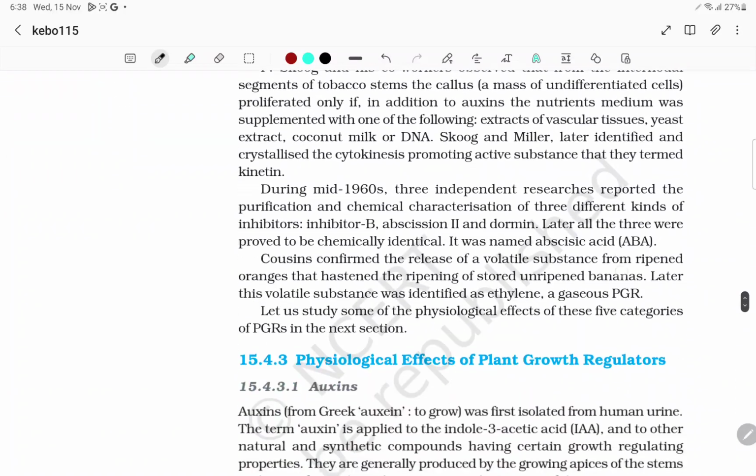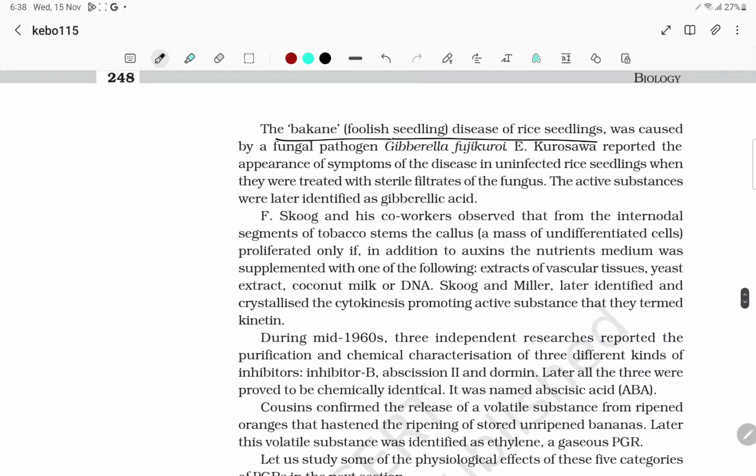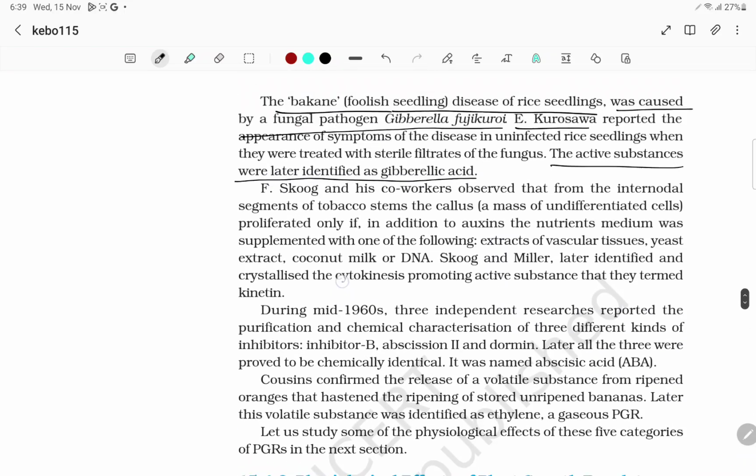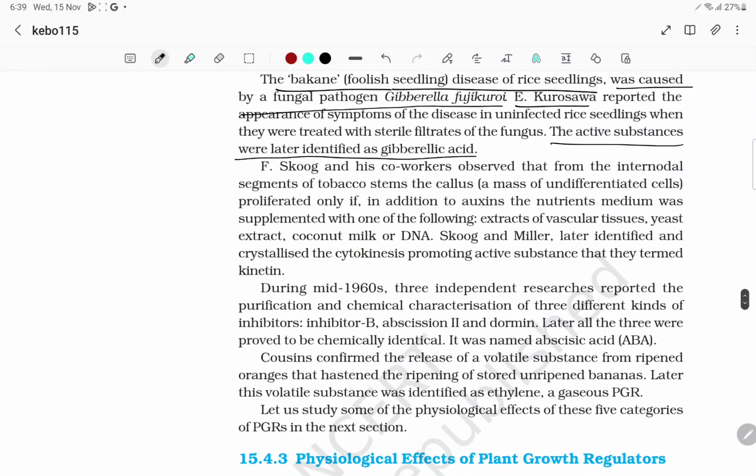Bakanae, the foolish seedling disease of rice seedlings, was caused by the fungal pathogen called Gibberella fujikuroi. E. Kurosawa reported the appearance of symptoms of the disease in uninfected rice seedlings when they were treated with sterile filtrate of this fungus. The active substance was later identified as gibberellic acid. So Kurosawa is his name.